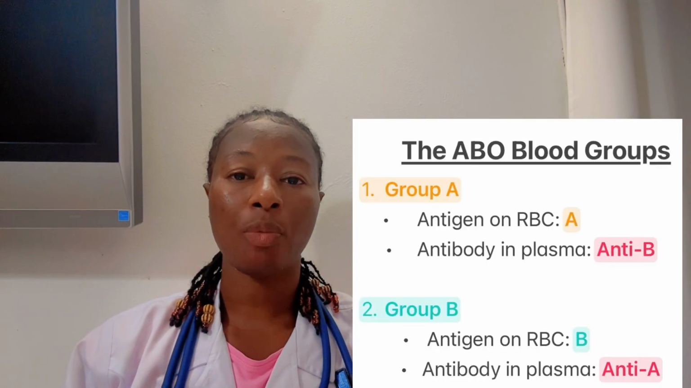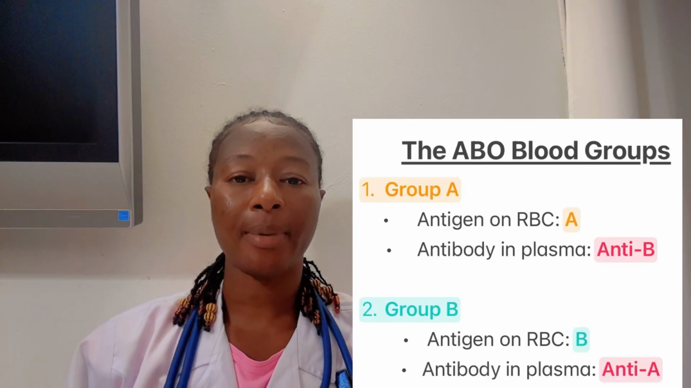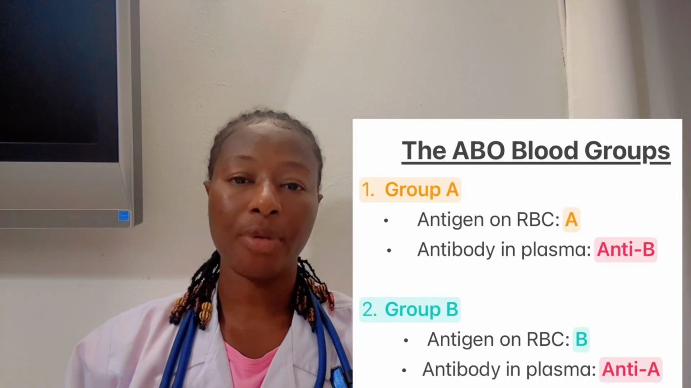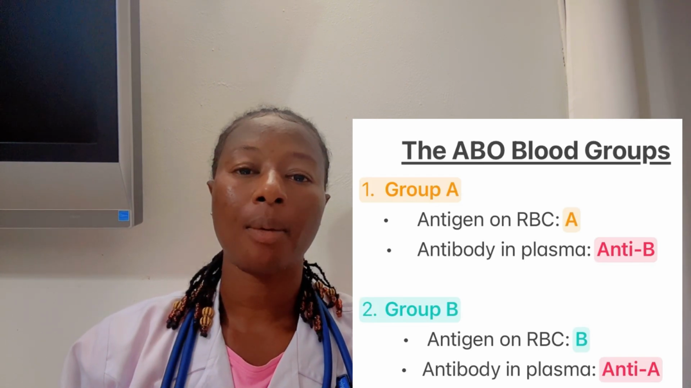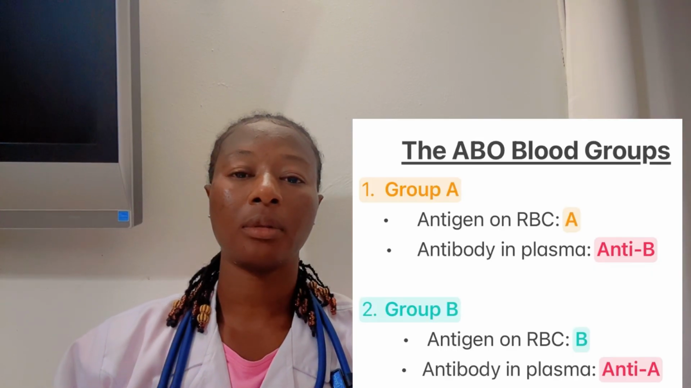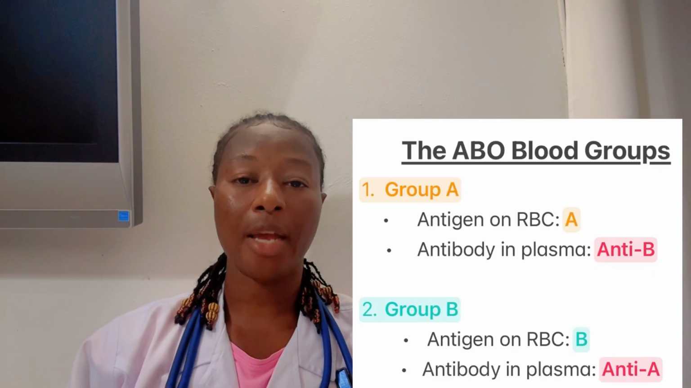So based on the ABO system, there are 4 main blood groups. The first type is blood group A. Blood group A has antigen A on the red blood cell surface, but in the plasma it has antibody B. The second type is blood group B. Blood group B has antigen B on the red blood cell surface, but in the plasma it has antibody A.